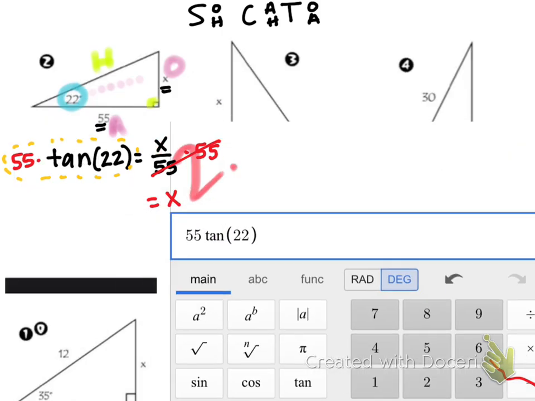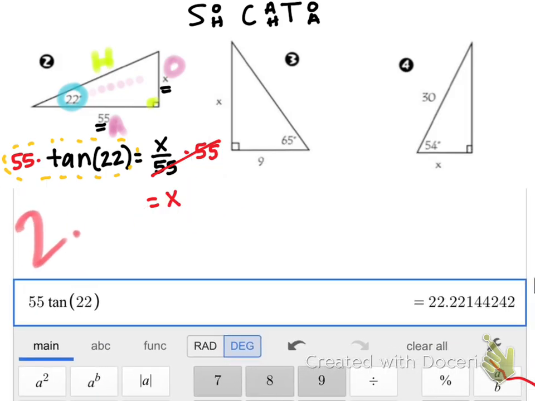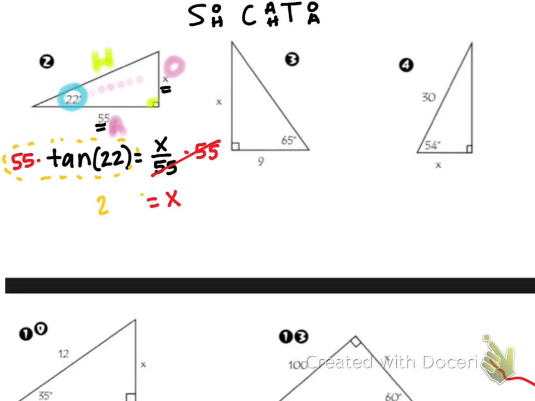All right, in my calculator, it's going to look like this right here. 55 tangent of 22, and your answer is 22.22144242. So round to the hundredths place, X is equal to 22.22. That's your answer for number 2. All right, go ahead and try number 3 on your own.